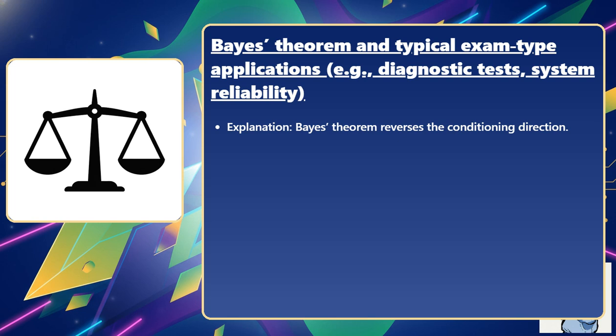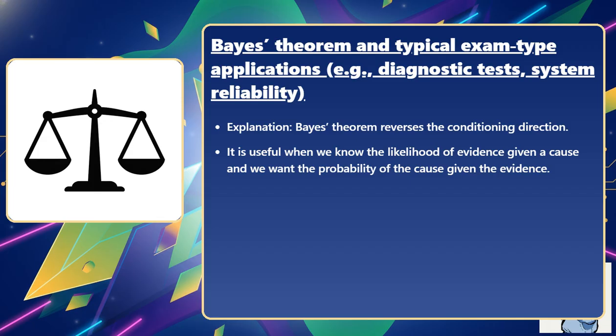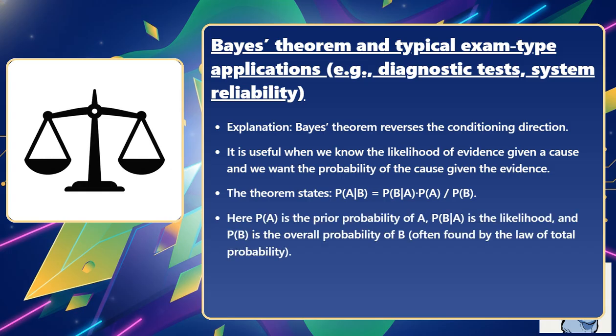Bayes' theorem reverses the conditioning direction. It is useful when we know the likelihood of evidence given a cause, and we want the probability of the cause given the evidence. The theorem states, P(A given B) equals P(B given A) times P(A) divided by P(B). Here P(A) is the prior probability of A, P(B given A) is the likelihood, and P(B) is the overall probability of B, often found by the law of total probability.